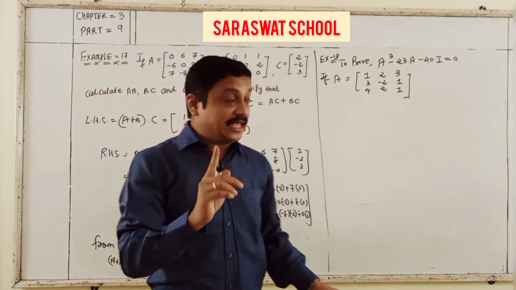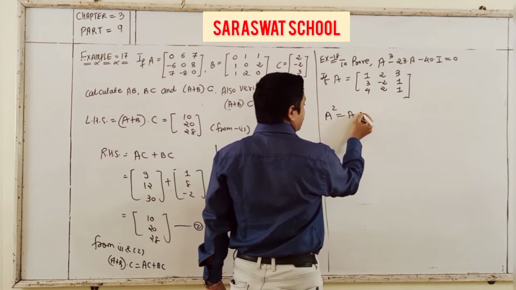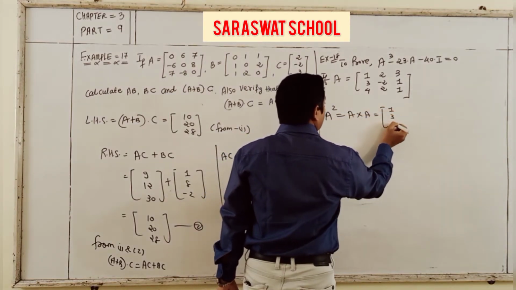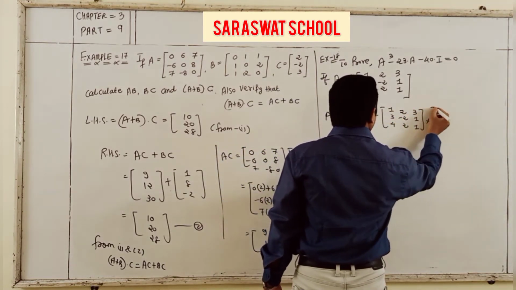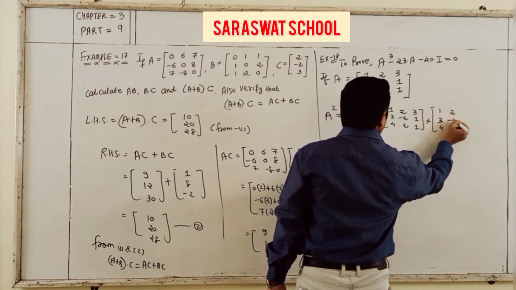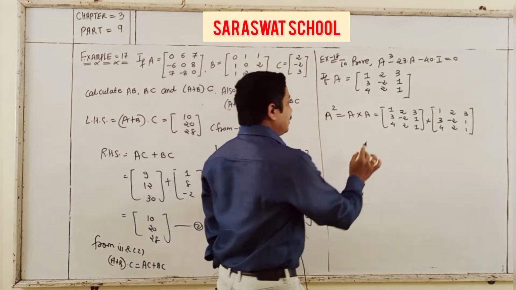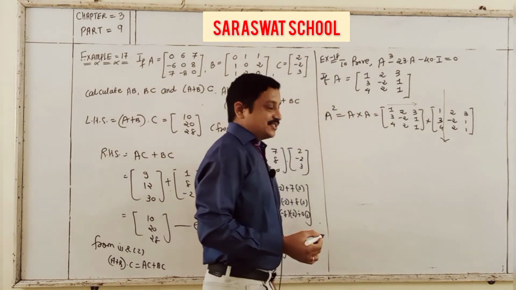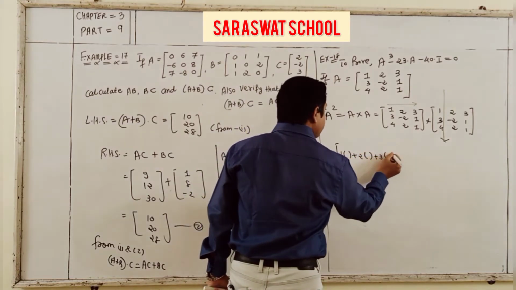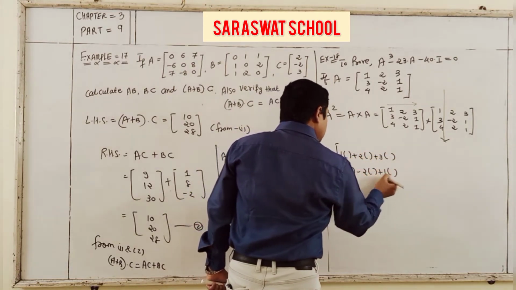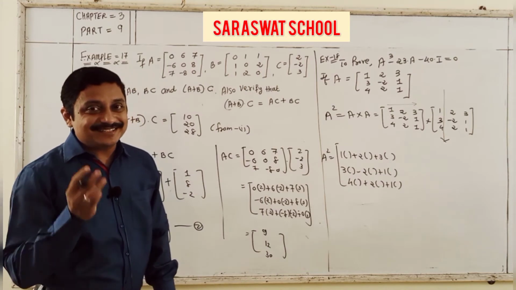So very easy. First of all, I quickly calculate A cube, but before that A square. So A square is A into A: [1, 3, 4; 2, -2, 2; 3, 1, 1] and A square again put it [1, 3, 4; 2, -2, 2; 3, 1, 1]. Do it simply: your row 2, column entries, and A square you very well define. 1, 2, 3, 3 minus 2, 1, 4, 2, 1, and I mention that 3 times.